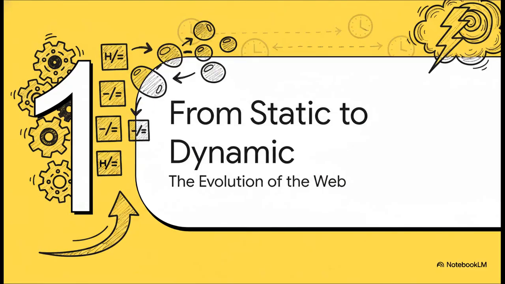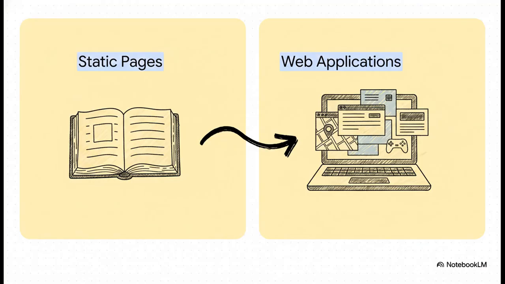Okay, so to really get what JavaScript does, we kind of have to rewind the clock a bit. Because, believe it or not, the web wasn't always this super interactive, dynamic place we all know and love. And wow, look at this difference. Back in the day, the web was basically a digital newspaper. Just text, maybe a picture. You could read it, sure, but you couldn't really do anything with it. It was totally static.